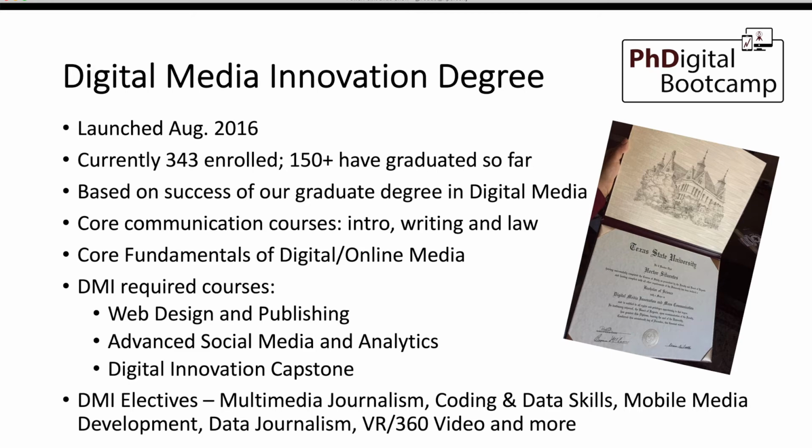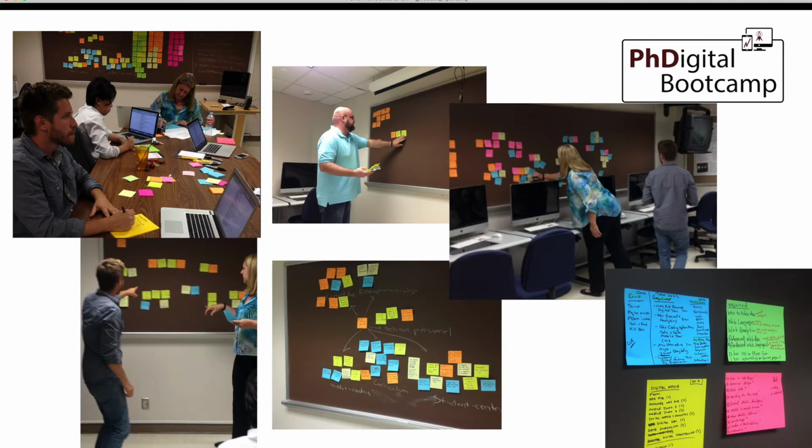And then the required courses are a Web Design and Publishing class, a Social Media and Analytics class, Advanced Social Media and Analytics, and the Digital Media Innovation Capstone class. And then we have lots of electives, and we create more electives over time, things that have to do with coding or data or emerging media like drones and VR, et cetera. So here's us a few years ago doing a similar process where we had all sorts of colorful post-its and we were posting them up on a blackboard in one of our classrooms and combining them and coming up with like our dream degree, basically.